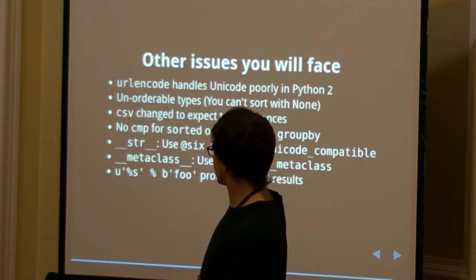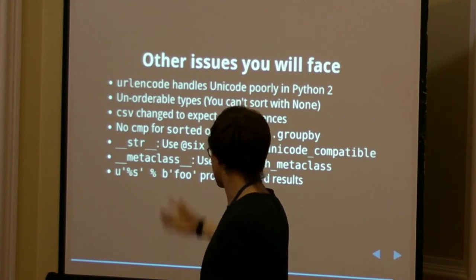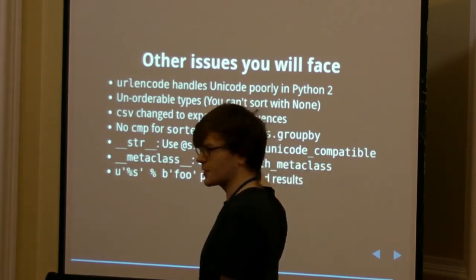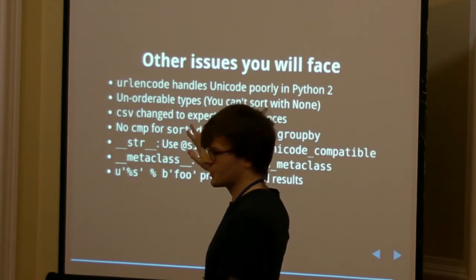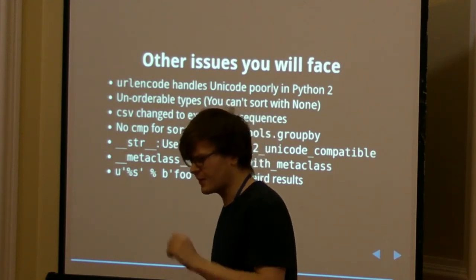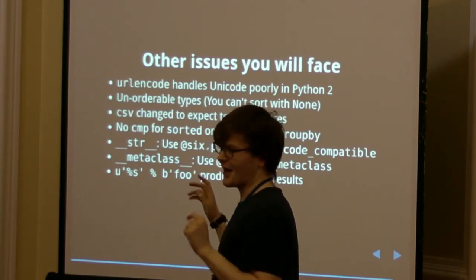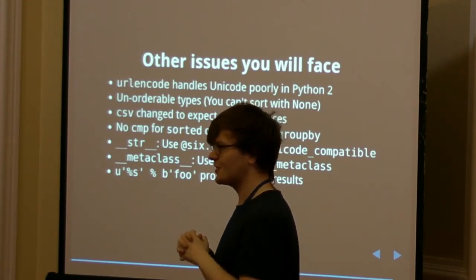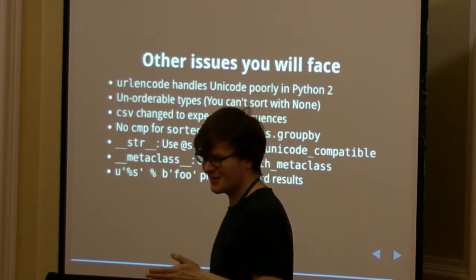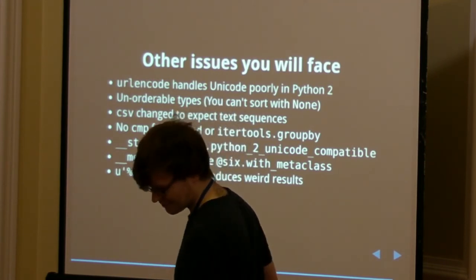There's no cmp function for sorted or groupby to use. There's a function for converting from cmp to key. For __unicode__, you have to use only __str__ in Python 3, and there's a decorator for your class you can use to fix those problems. Metaclass is just different syntax, and six can help there as well. And one thing I just want to recommend is never format bytes into text. It will give you the repr of your bytes, and that can cause really great bugs with all kinds of stuff. Also, .format has the same problem as well. So explicitly decode your bytes before you format your text.